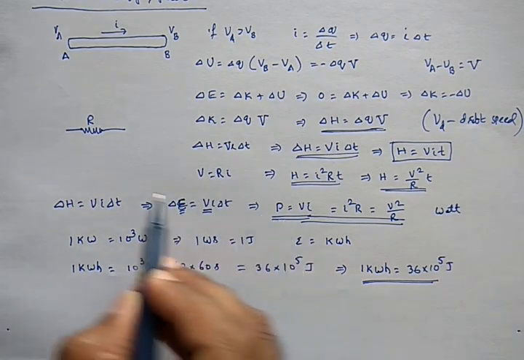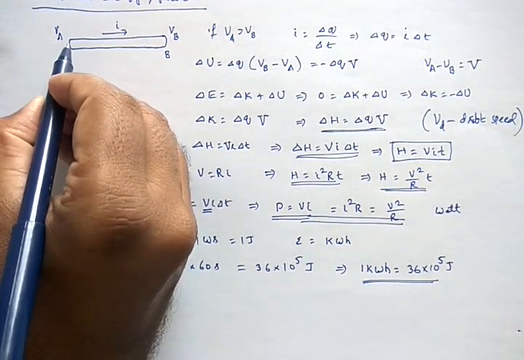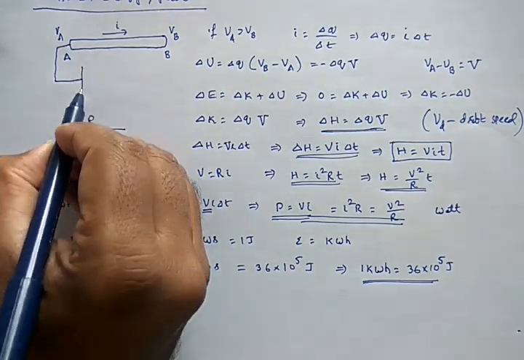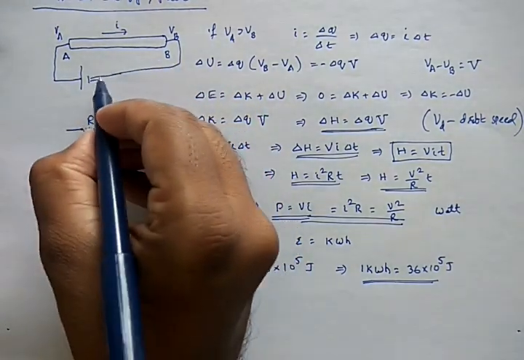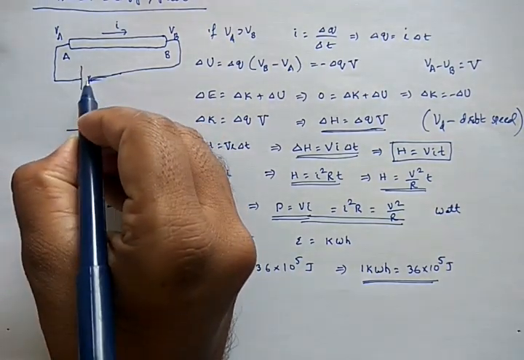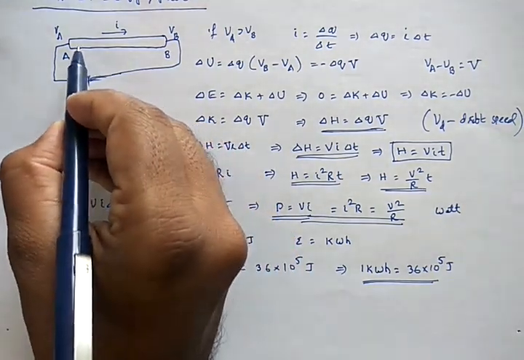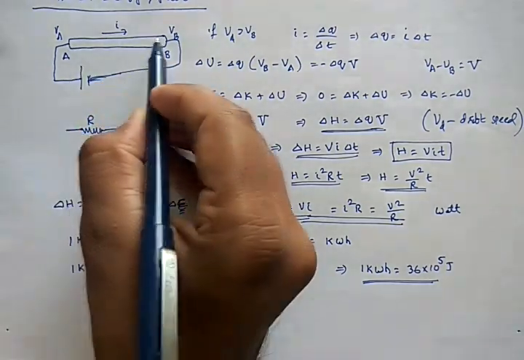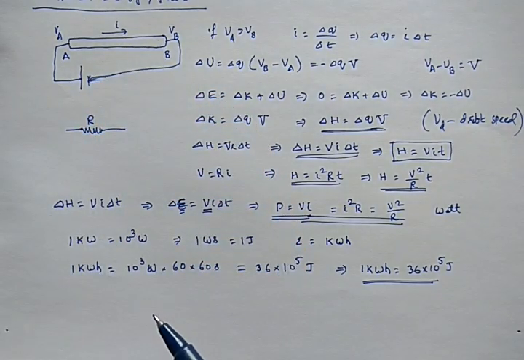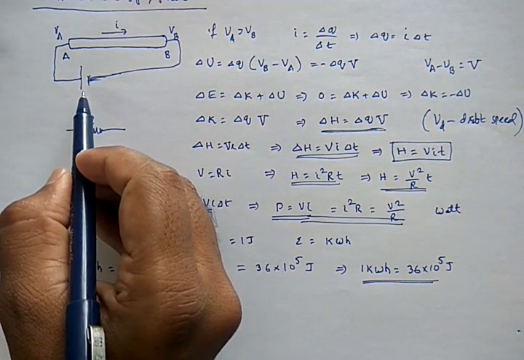This power will come from some external agency, and that external agency can be a battery. The symbol for battery is this: one long line and one small line. And definitely, as the charges are going from here to there, some external agency must be there to send the charge, and that external agency is a battery or cell.